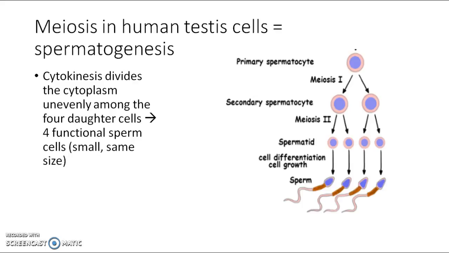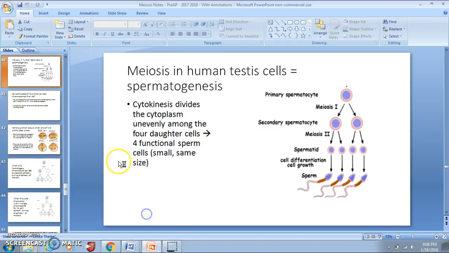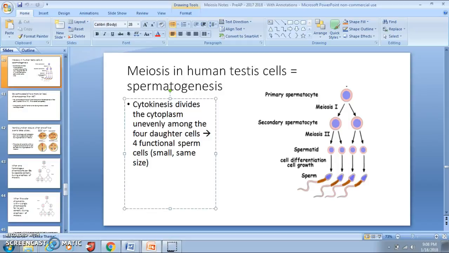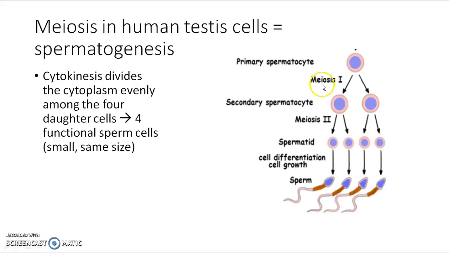The cytokinesis that occurs in human testes cells during meiosis divides the cytoplasm evenly among the 4 daughter cells. So what we can see here in the image is meiosis 1 taking place, the daughter cells are the same size, and then meiosis 2 takes place, and the final sperm are all the same size, and that's because cytokinesis happened evenly. So we'll end up with 4 functional sperm cells that are all small. They're the same size, but it doesn't matter that they're small.